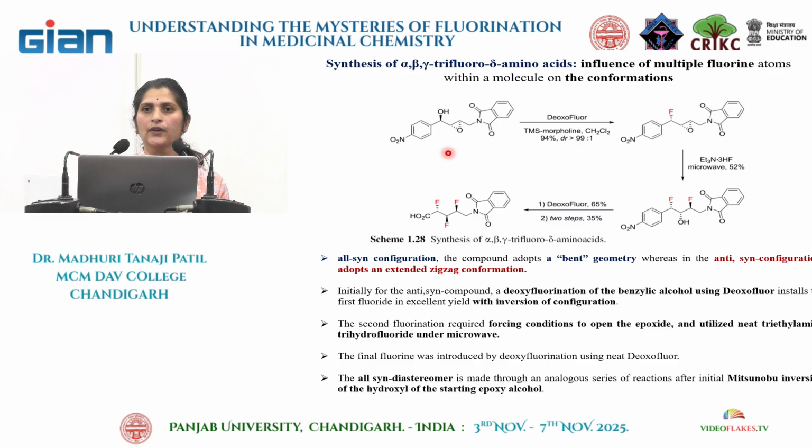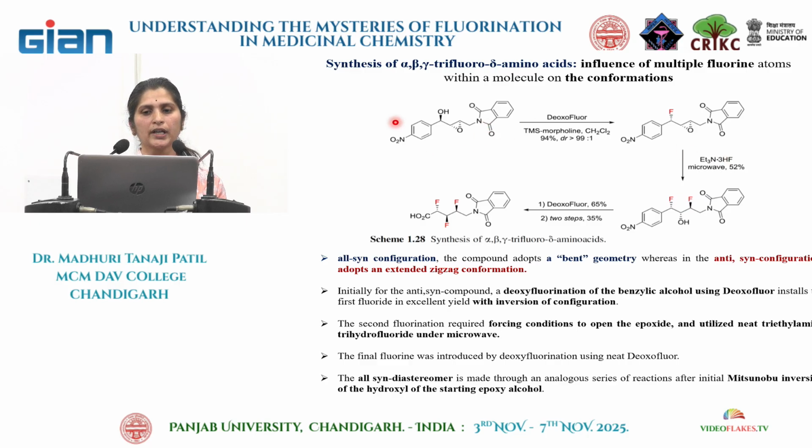Now again, this is very important. Whenever you have fluorine atoms in consecutive positions, it will affect conformation. So this is an example of synthesis of alpha, beta, gamma-trifluoro delta-amino acids. So you have these 3 fluorine atoms, right? And if these are all syn, then it will have a bent kind of geometry, okay? And if you have syn-anti, then there will be a zigzag geometry.